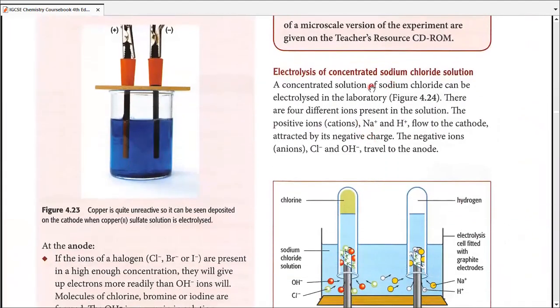The first industry we have is concentrated sodium chloride solution. Now, concentrated sodium chloride solution is also named as brine solution. Brine was the name of the scientist who first electrolyzed this solution.